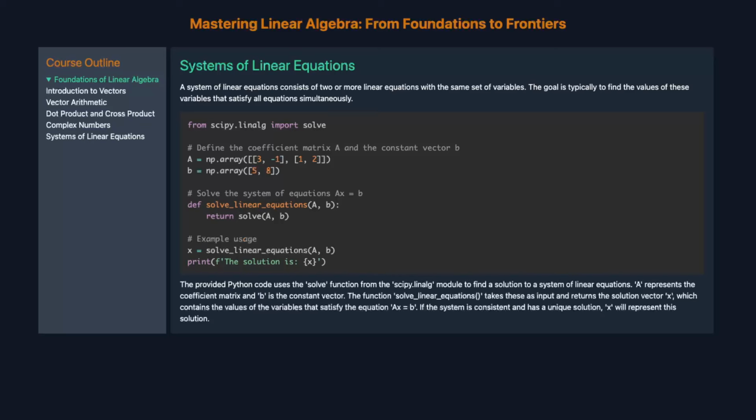The provided Python code uses the solve function from the scipy.linalg module to find a solution to a system of linear equations. A represents the coefficient matrix, and B is the constant vector. The function solve linear equations takes these as input and returns the solution vector x, which contains the values of the variables that satisfy the equation Ax = B. If the system is consistent and has a unique solution, x will represent this solution.